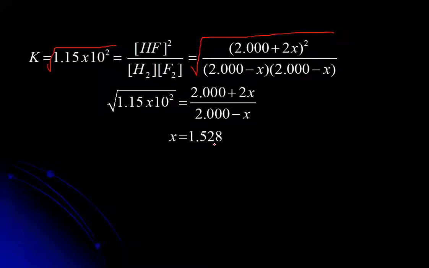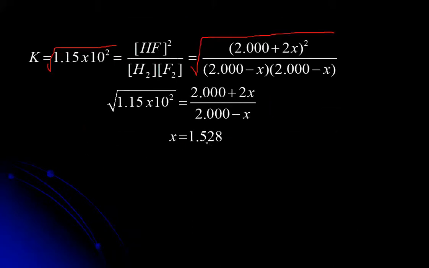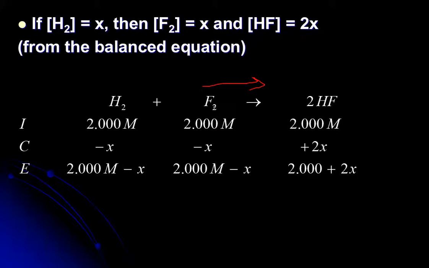Again, that is not the final answer. They want us to find the actual quantity that goes in here. So the 2 molar H2 went down by 1.528. So did the fluorine. And the HF went up 2 times that amount. So we've got to remember the mole ratios here. These are the only two that are 1:1. This one is 2:1. So we incorporate that in our unknown term here, which then gets incorporated here.